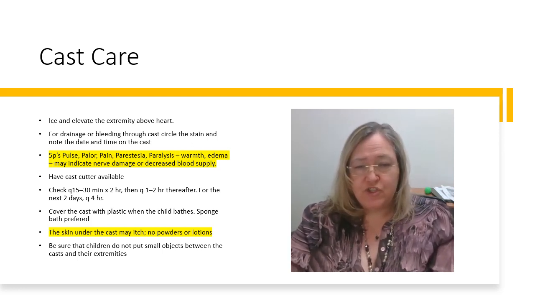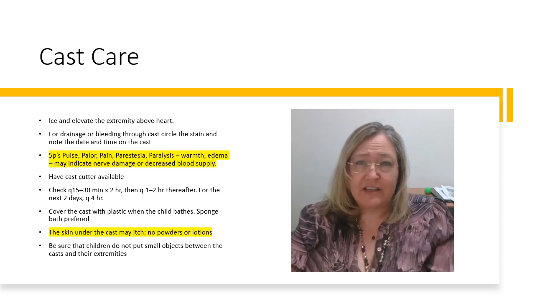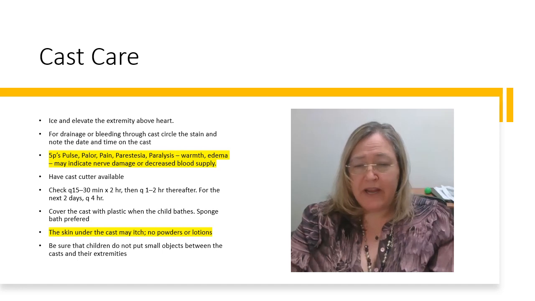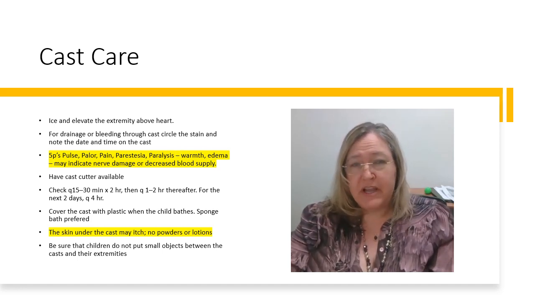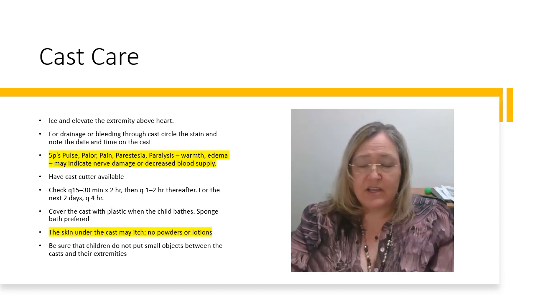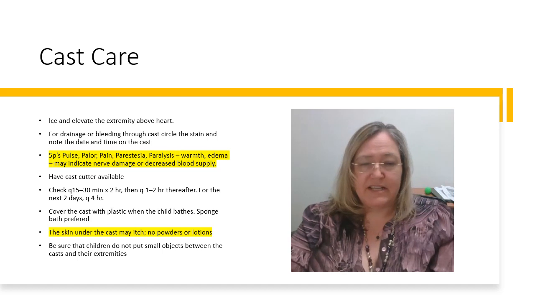Also, make sure that you review the 5 P's, which pertain to neurovascular checks. The 5 P's, again, are pallor, pain, paresthesia, paralysis, and pulselessness, and also warmth and edema to the area. Those things may indicate that there's possible nerve damage occurring to a limb, and also may indicate a compromised blood supply, which can quickly become a medical emergency.